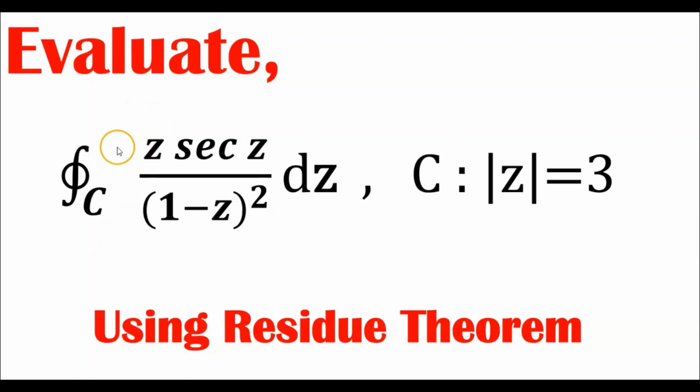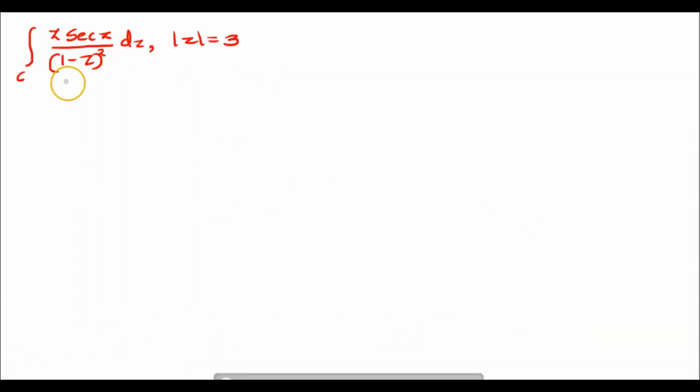Today we are evaluating the integral over C of z sec z divided by (1 minus z) all squared dz over the region mod z equal to 3 using the residue theorem. So this is our question. z sec z divided by (1 minus z) all squared is our function, and we want to integrate over the region mod z is equal to 3.